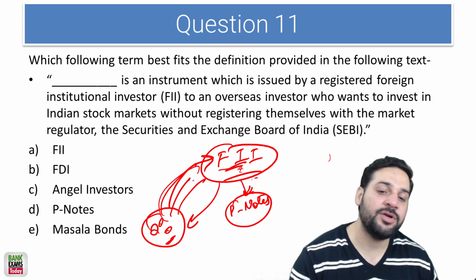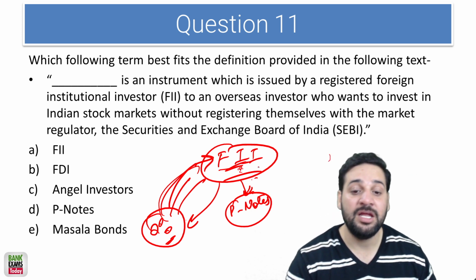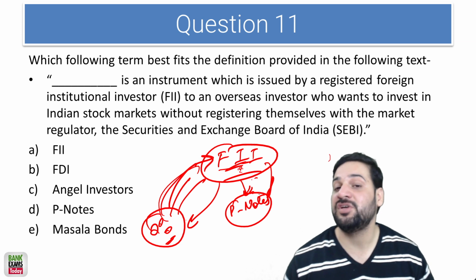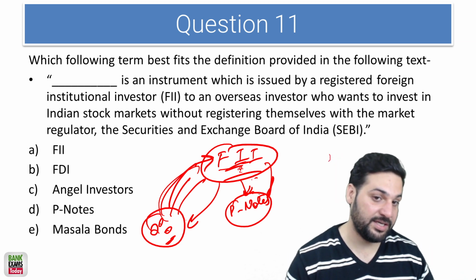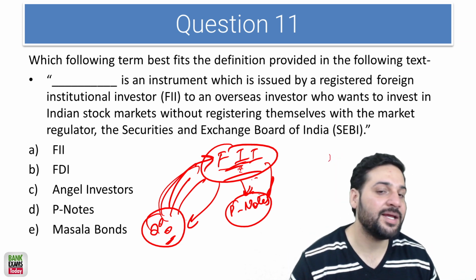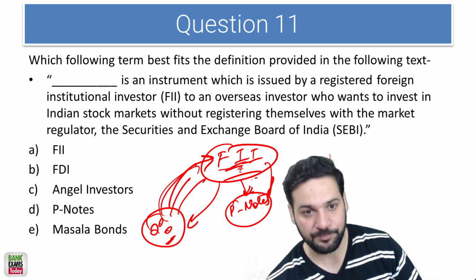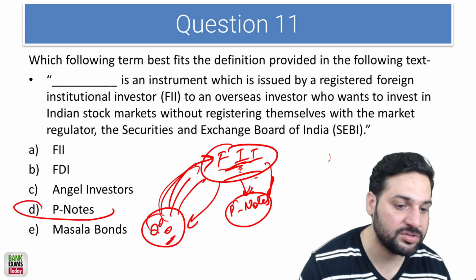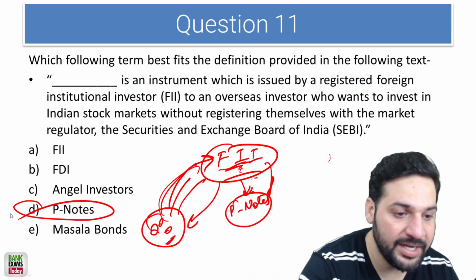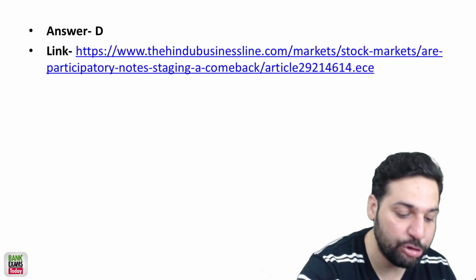So people are buying the units, people are selling the units, and the FII is not touching the money they have invested in the Indian markets, right? So people are buying it, people are selling it, and they are not paying the capital gain tax. So that is what participatory notes or P notes are, right? So the correct answer is D. So very, very important topic, students.